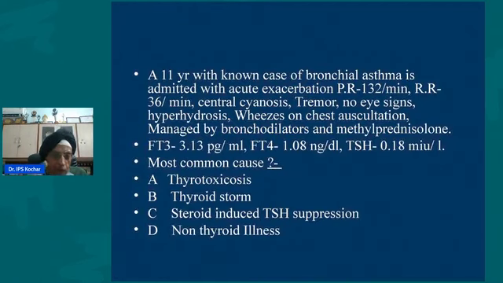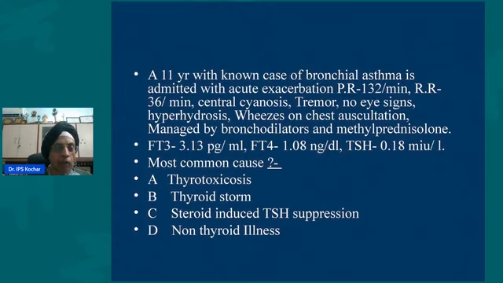So that was one case. Now coming to another case, this is an 11-year-old, a known case of bronchial asthma. He's admitted with acute exacerbation. His pulse rate is 132 per minute, so very high. Tachycardia is there. Respiratory rate is 36, so there is tachypnea also. There's central cyanosis. Tremor is there. There are no eye signs. Hyperhidrosis, excessive sweating. Wheezes on chest auscultation, bilateral wheezes present.